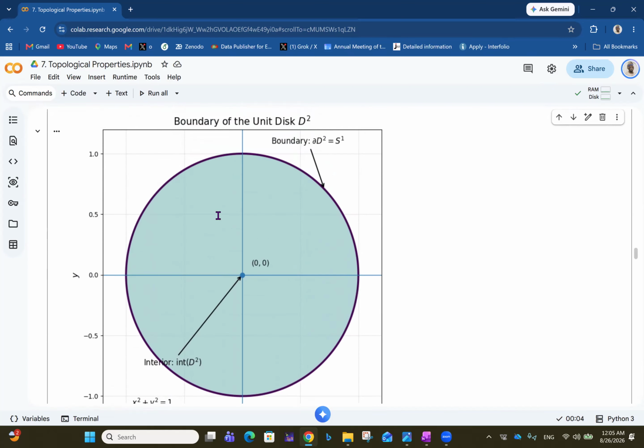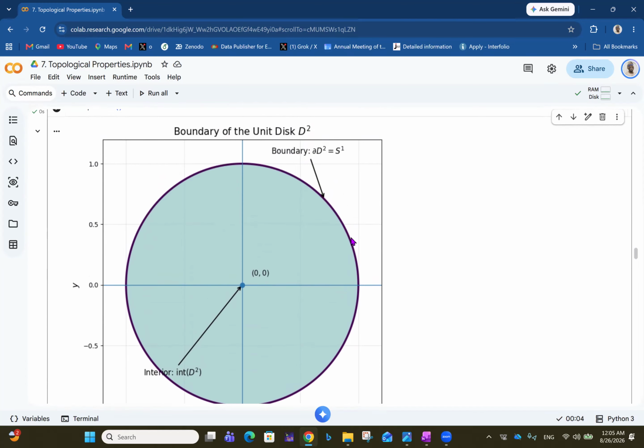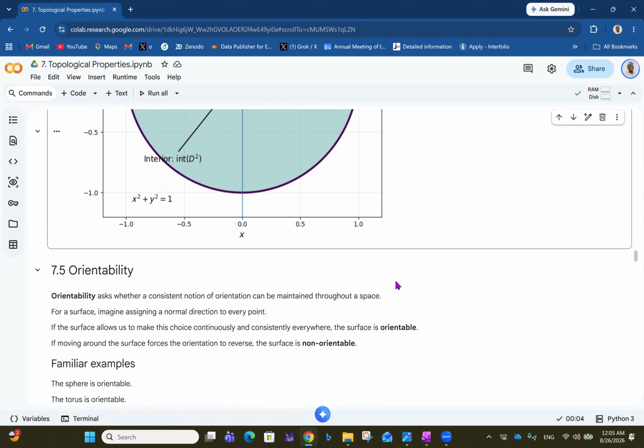So you have this boundary of the unit disk. The boundary of the unit disk is the circle that encloses it. This is the interior point, the origin (0, 0). And these are the vertical lines now. So that's how that goes.